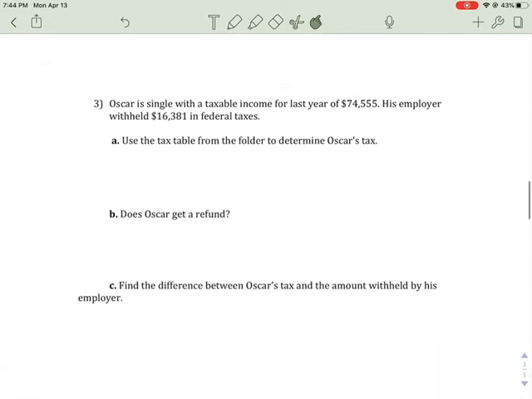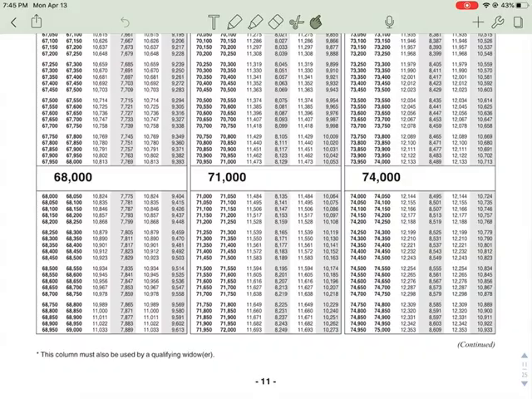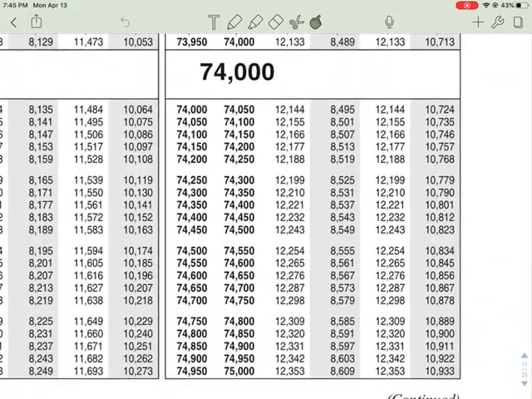All right, let's try another one. So we have Oscar here, who's single and has a taxable income from last year of $74,555. And his employer withheld $16,381. All right, so we're going to go back and use that tax table that we did earlier to determine Oscar's tax. Okay, so in our tax table here, we're looking at $74,000.